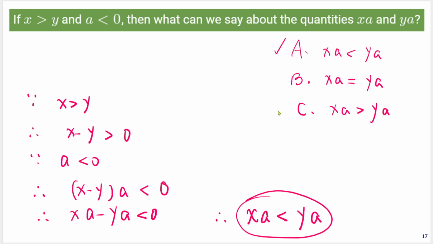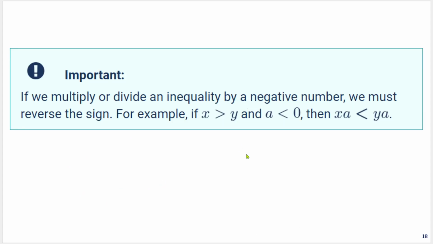So that means if we multiply a negative number to both sides of the original inequality, we need to change the direction of the inequality sign. Did you get it? So if we multiply or divide an inequality by a negative number, we must reverse the sign. For example, if x is larger than y and a is less than 0, then we must have x times a is less than y times a. Did you get it? And this is a fifth property we have learned in today's lesson.